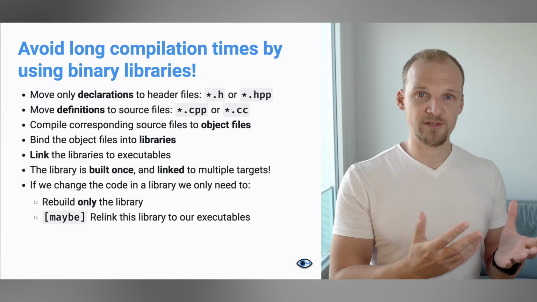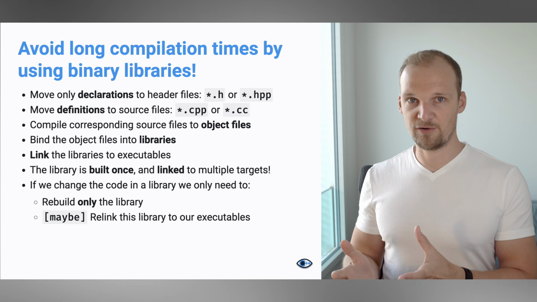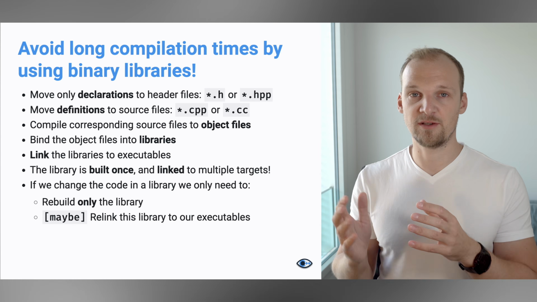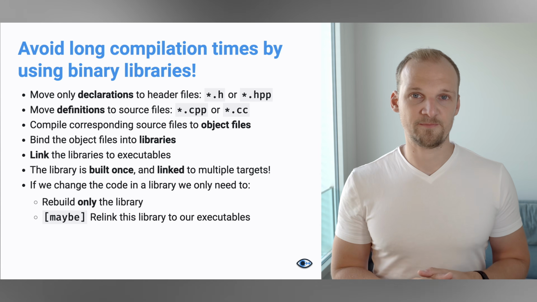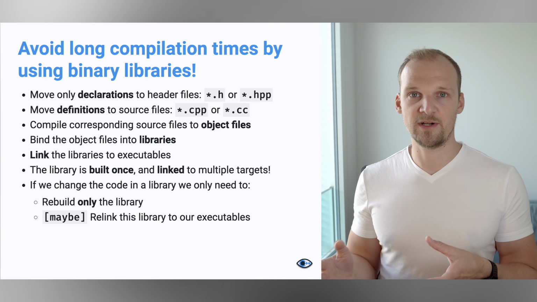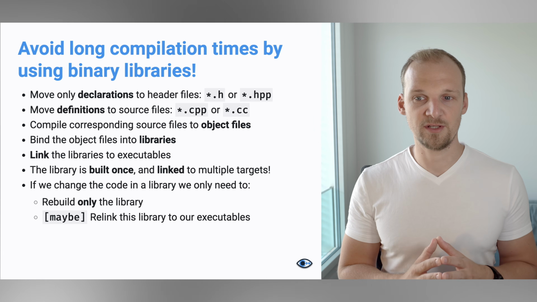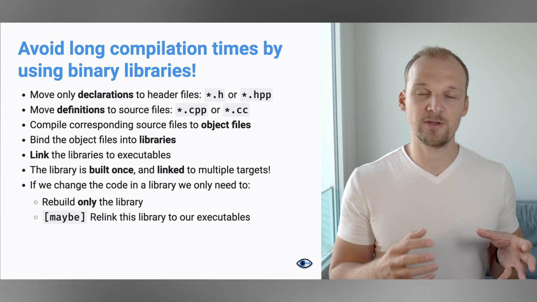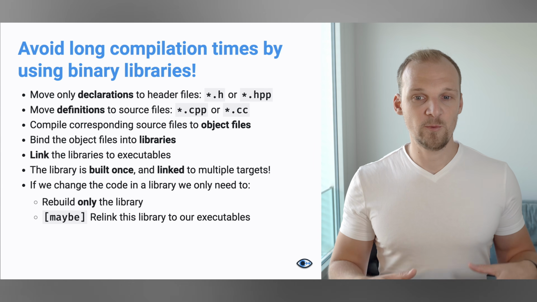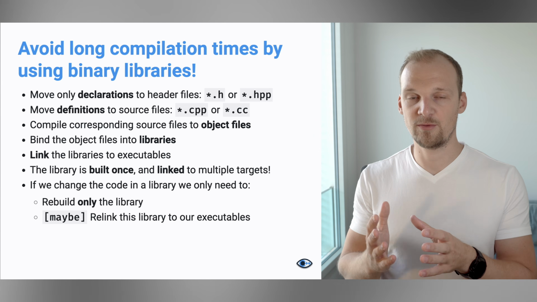Okay, so let's actually talk more about how do we now avoid this problem of long compilation times. The way to do it is we can write the binary libraries, or the libraries that are compiled into the binaries. The way we do it is we put the declarations of the functions into the header files, and we move the definitions of the functions into the CPP files. And then we can compile the corresponding source files, so the ones where we put our definitions, to object files. Then we pack those object files into libraries, and then we link those libraries to the executables that we actually want to write.